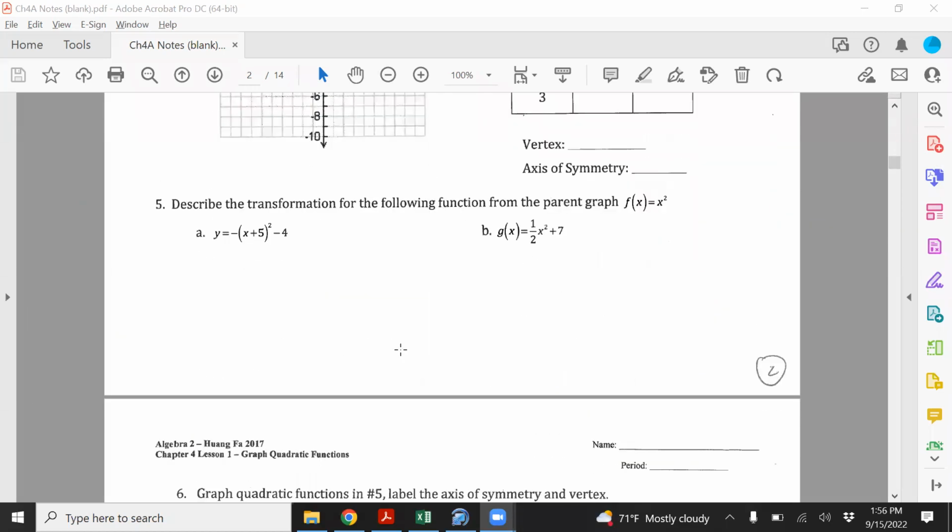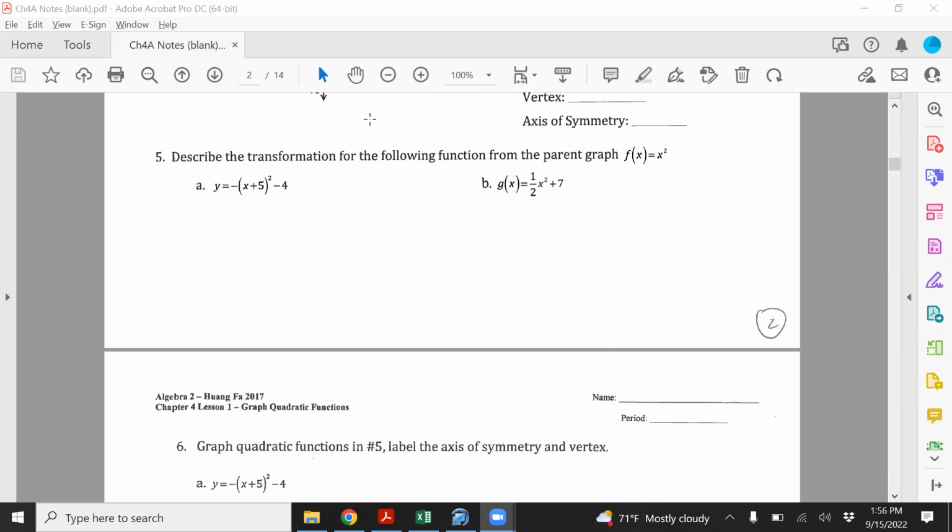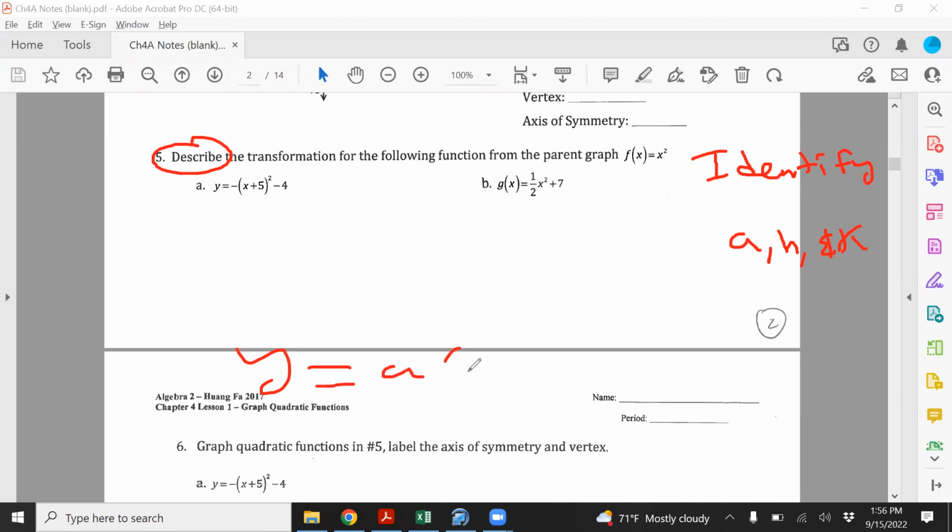Let's keep moving to these. So here you're asked to describe. Now, remember you guys had a hard time with that in our first test. Let me show you how I want you to describe it. What I want you to do is identify a, h, and k. I want you to identify those 3 things. And generally speaking, this is what we have for a parabola or a quadratic function: a, h, and k.